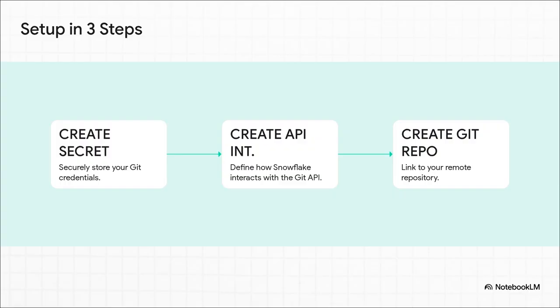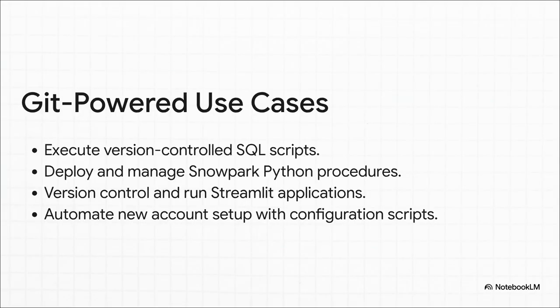It's really just 3 steps. First, you create a secret to keep your Git credentials safe. Second, you set up an API integration that tells Snowflake how to talk to Git. And finally, you create the Git repository object itself, which points to your repo. And that's pretty much it. You're ready to go. Once that's done, oh man, the doors just open up.